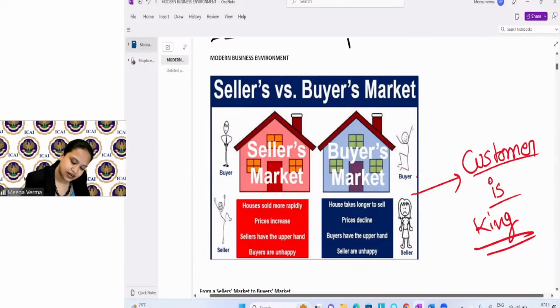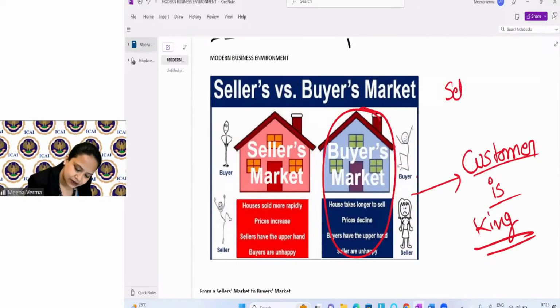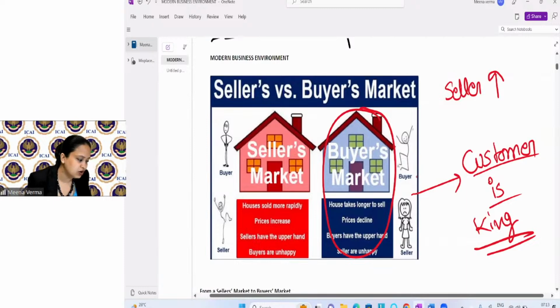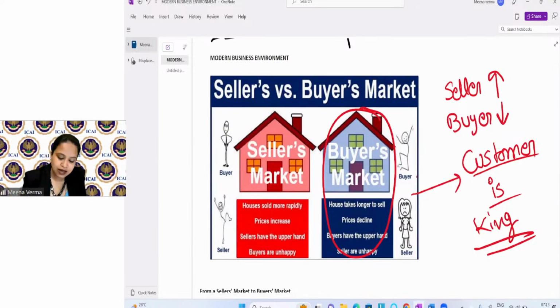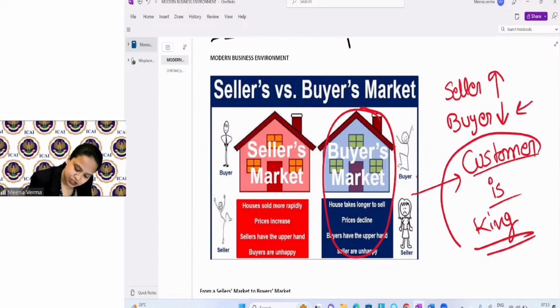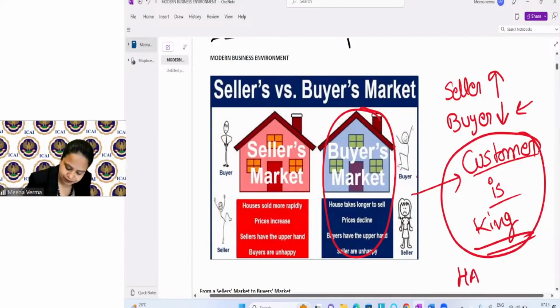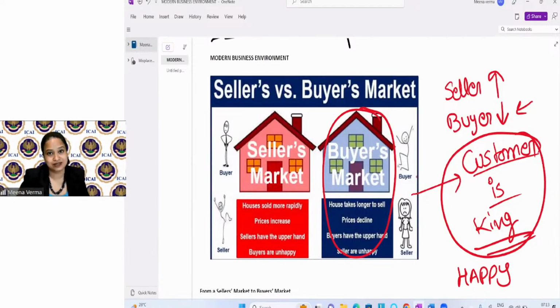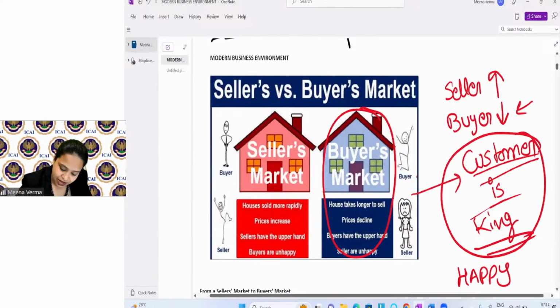Now the point is that since the market is now a buyer market, the number of sellers has increased a lot, and the number of buyers has decreased a lot, right? So what is happening? The buyer is in a position to dictate the market. For that reason, the customer is king, and we have to keep them happy. If you want to exist and survive in the market for a long time, you have to make the customer happy, right?